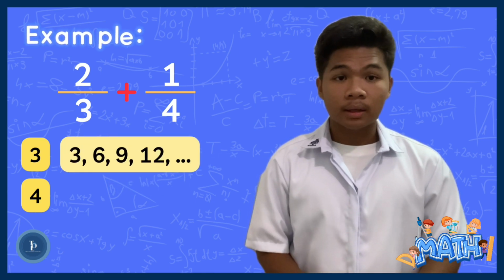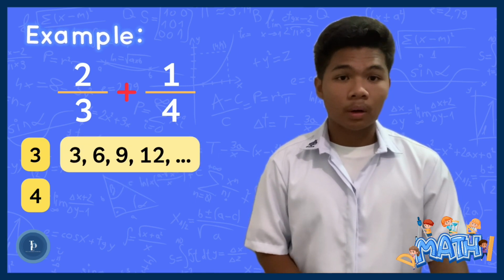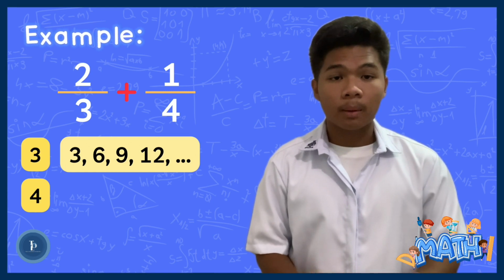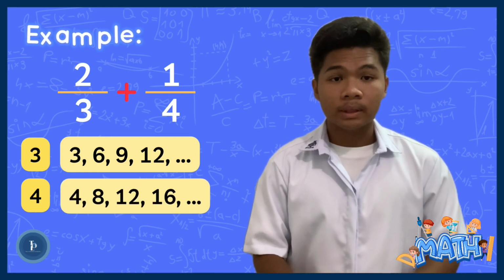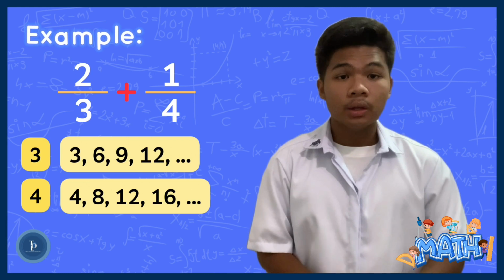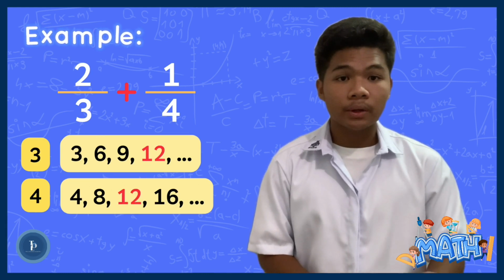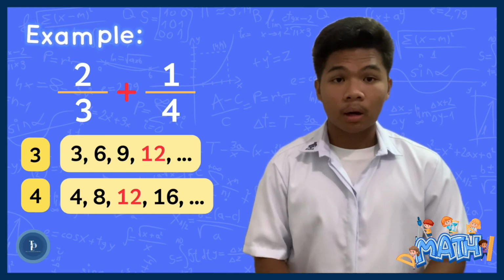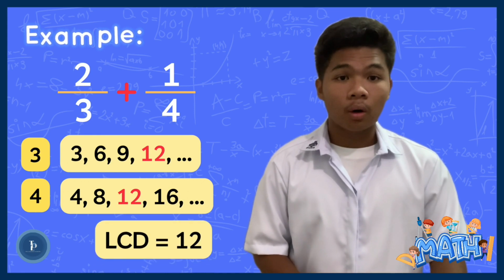It will be 3, 6, 9, 12, and so on. And for the other denominator, 4, 8, 12, 16, and so on. It is shown that they have the same number, 12, which is their least common multiple. It will become our least common denominator, or LCD for short.